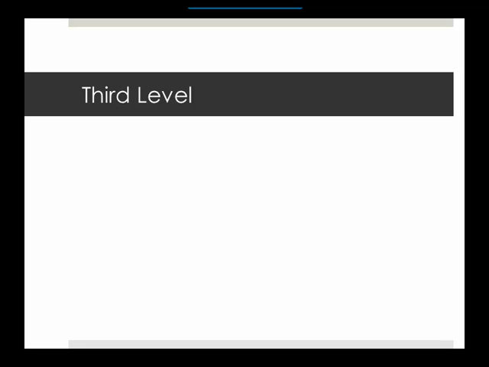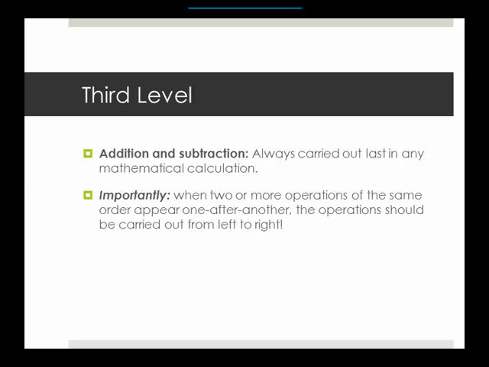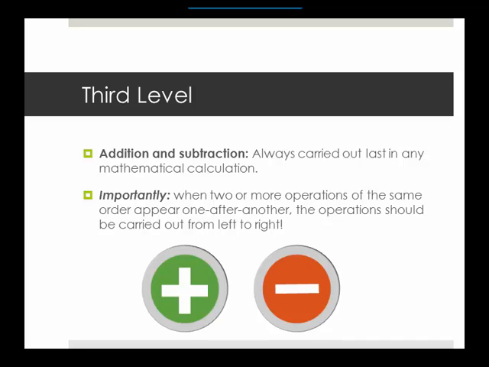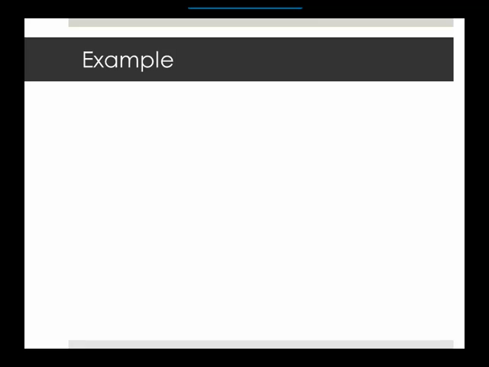The third level. Our third and final level is addition and subtraction. Again, because they are on the same level, the order of calculating addition or subtraction does not matter. But because it is the third level, it is always carried out last in any calculation. Importantly, when 2 or more operations of the same order appear one after the other, the operations should be carried out from left to right. Let us look at an example.